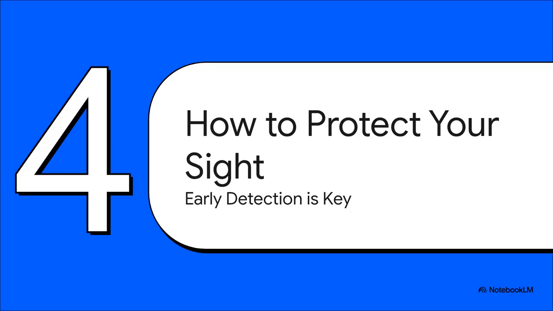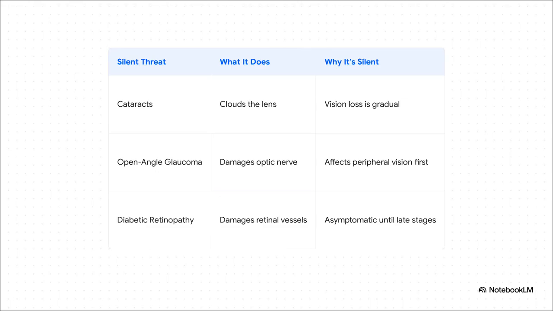So, we've seen how the eye's focus can go wrong, how its internal pressure system can fail, and how its sensor, the retina, can get damaged. So after all that, the big question, the most important one, is what can we actually do to protect our sight? If you look back at what we just covered, there is one really dangerous theme that keeps popping up: silence. The most devastating eye diseases are so often completely silent. Cataracts? They blur your vision so gradually you might not even notice. Glaucoma? It steals your peripheral vision first, so your central vision seems totally fine. And diabetic retinopathy? It often has 0 symptoms until the damage is already severe.